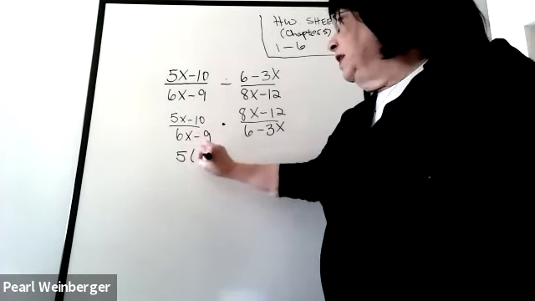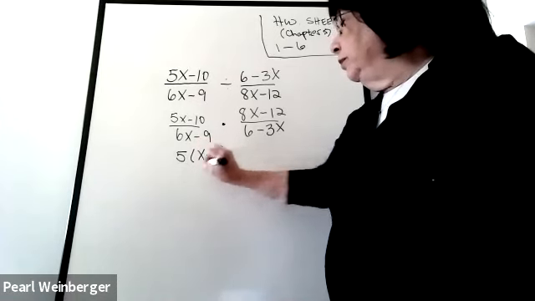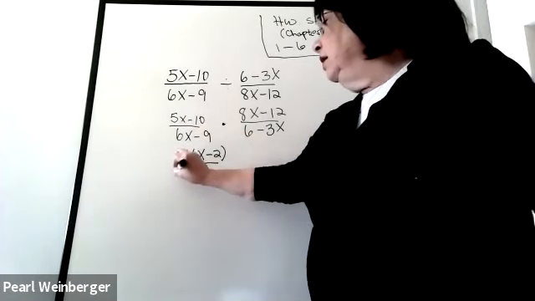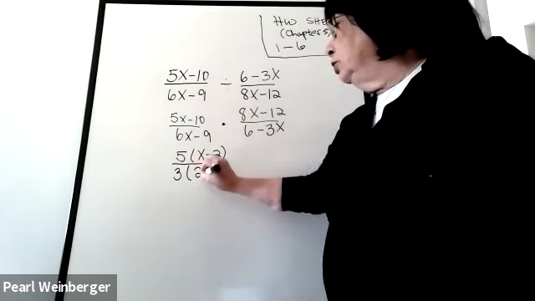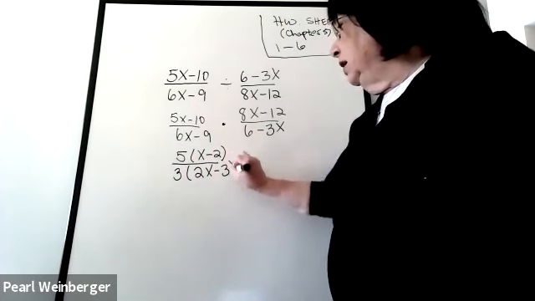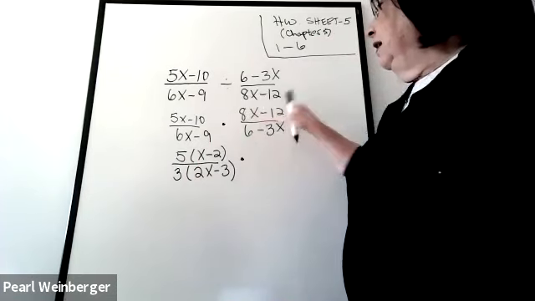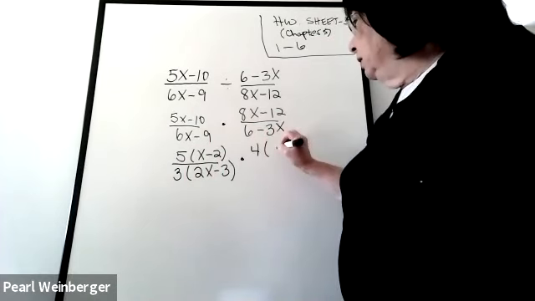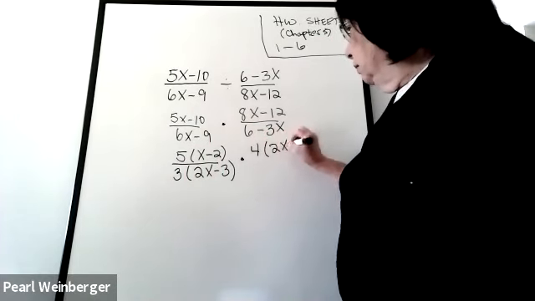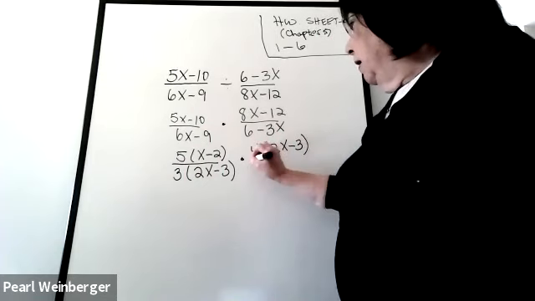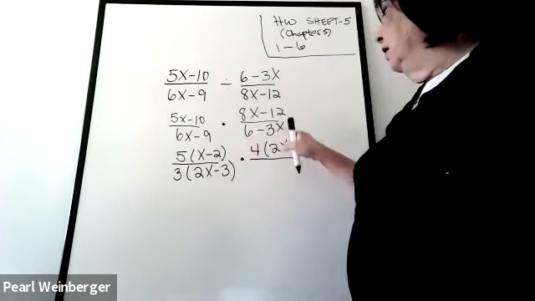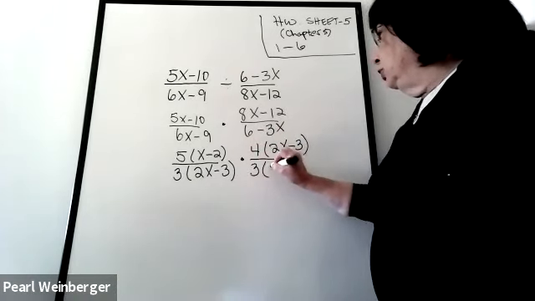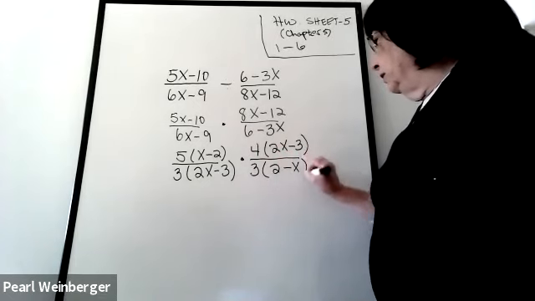So that becomes 5 times (x minus 2). In the 6x minus 9, we have a common factor of 3. So this becomes 3 times (2x minus 3). In the 8x minus 12, we have a common factor of 4. So that becomes 4 times (2x minus 3). And finally, in 6 minus 3x, we have a common factor of 3. And this becomes 3 times (2 minus x).